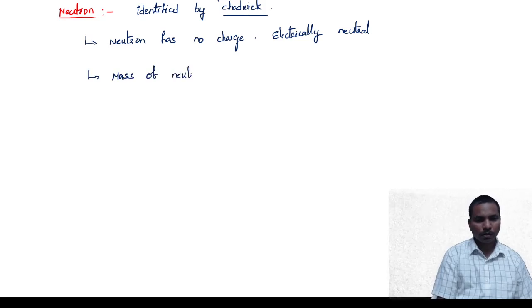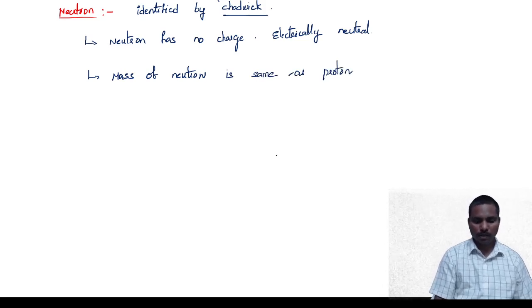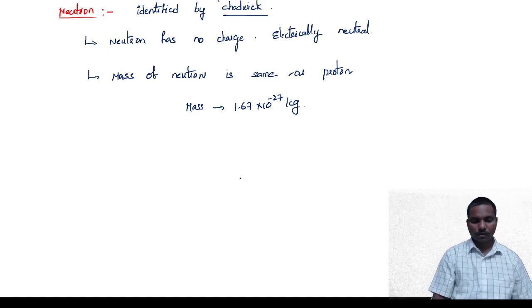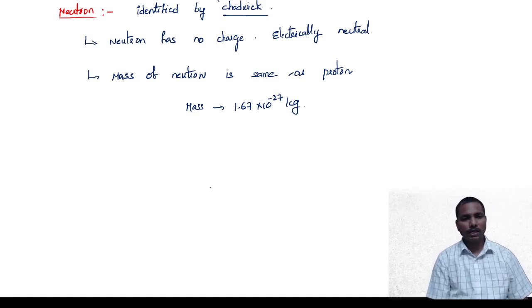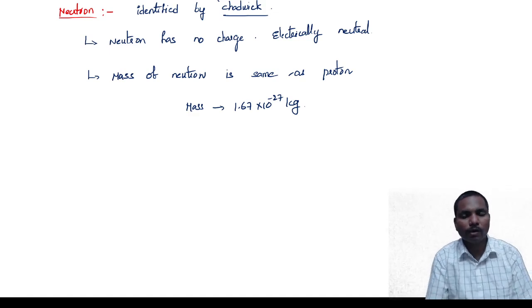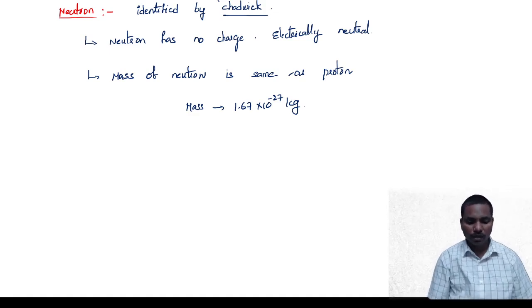Mass of neutron is almost the same as proton. So the mass of neutron is 1.67 into 10 power minus 27 kg only. Okay, it has no charge. It is identified by scientist Chadwick. You can say electrically neutral, and the mass of neutron is 1.67 into 10 power minus 27 kg.